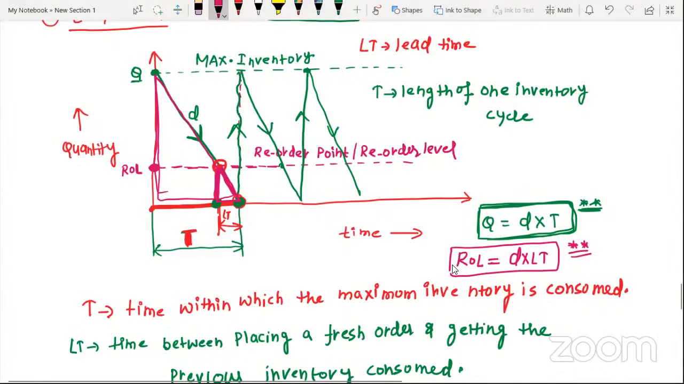So this ROL is a small d into T. This is a small triangle. Okay, this is a small triangle from the graph, and from the capital triangle, you can write capital Q equals to small d into capital T.